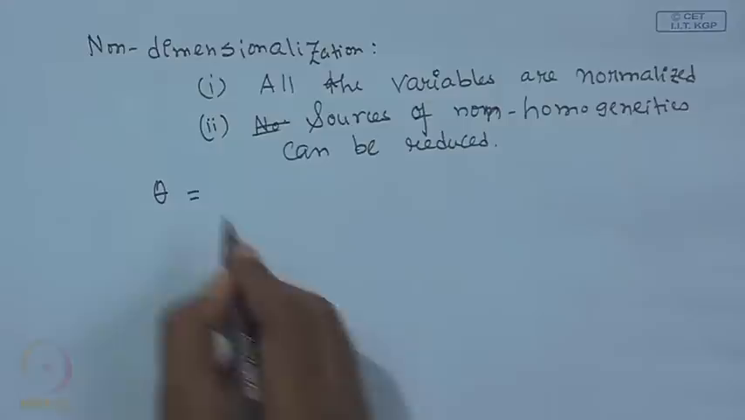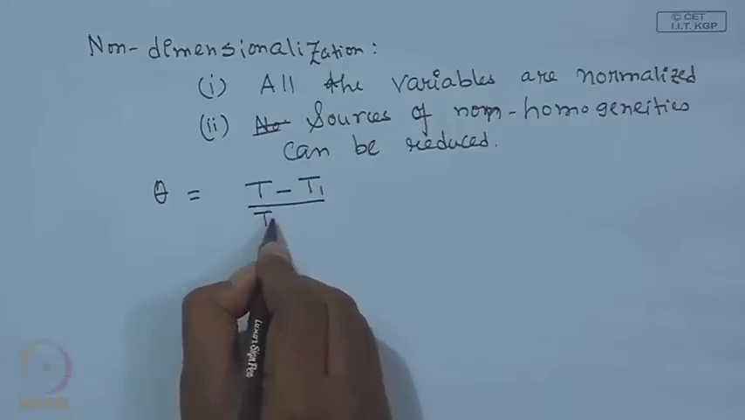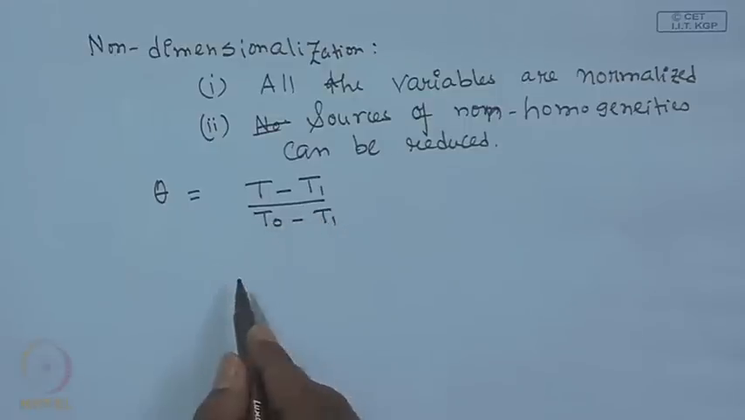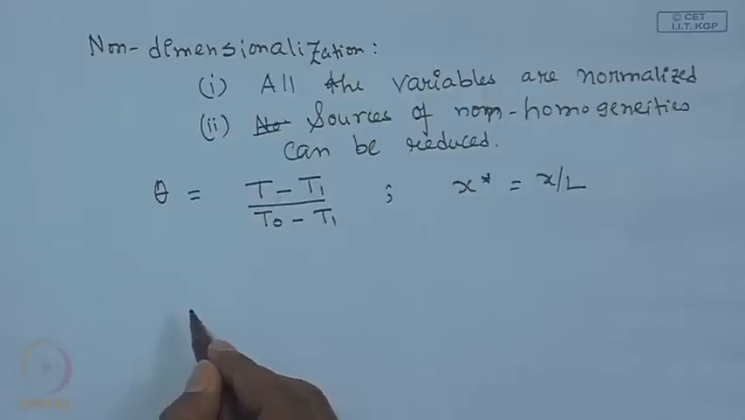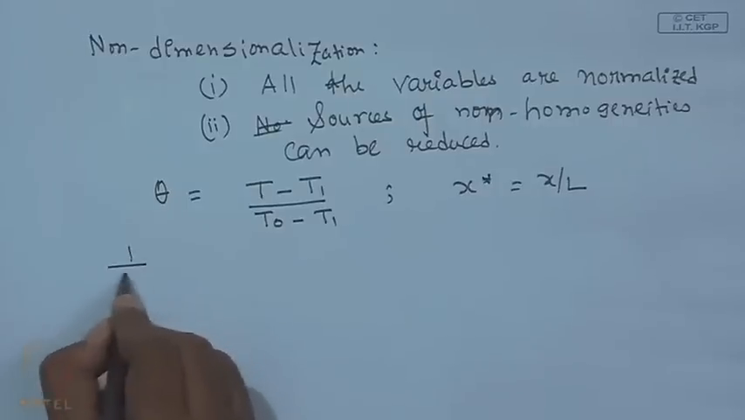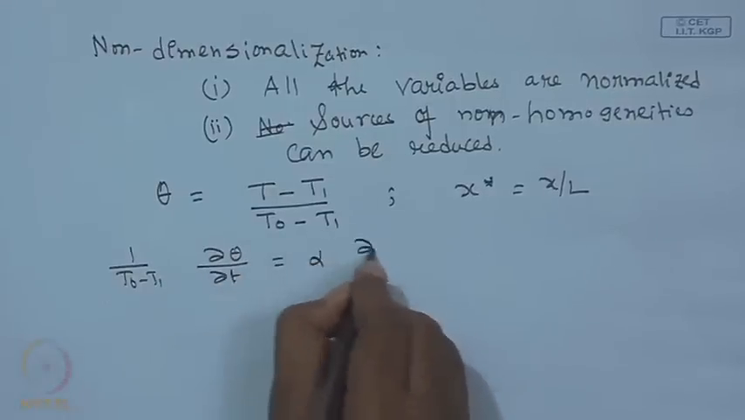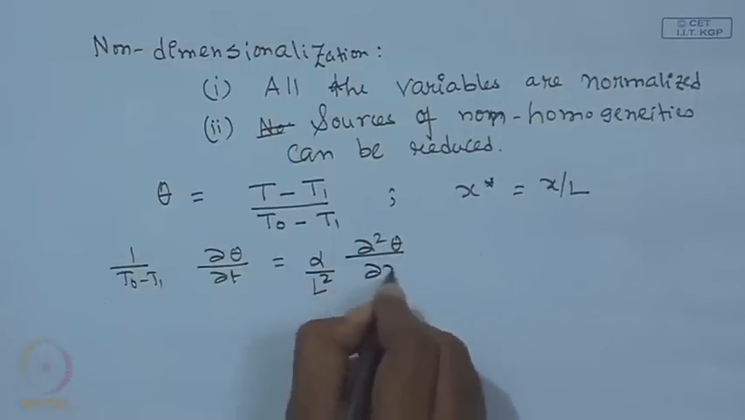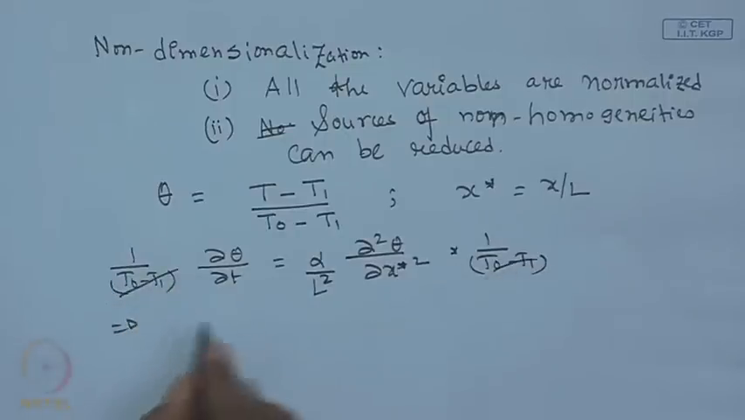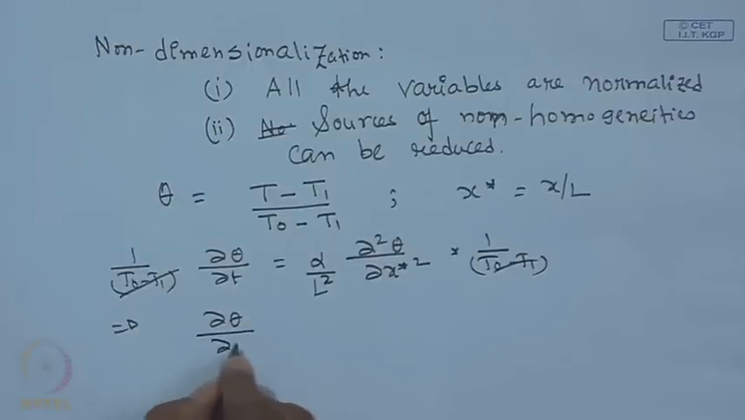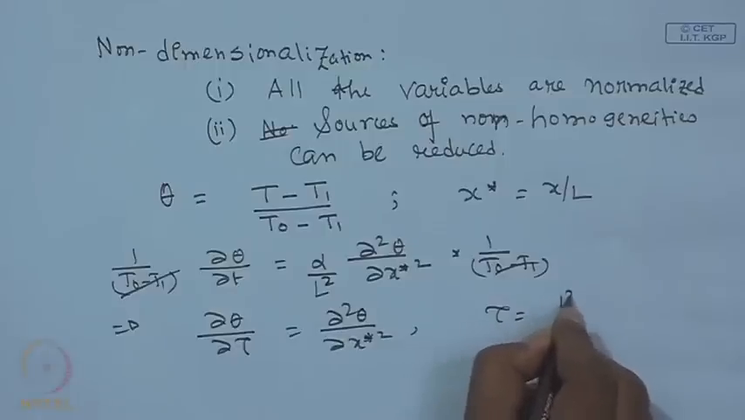Now, we define a non-dimensional temperature as theta equal to T minus T 1 divided by T 0 minus T 1, and x star equal to x by L. Let us see how the non-dimensional equation looks. This becomes 1 over T 0 minus T 1 del theta del t equal to alpha del square theta over L square del x star square, times 1 over T 0 minus T 1. So that will cancel out. This becomes del theta del tau equal to del square theta del x star square, where tau equals alpha t over L square.